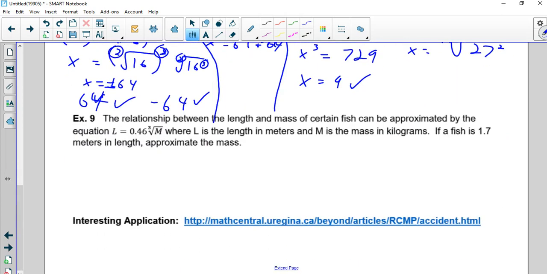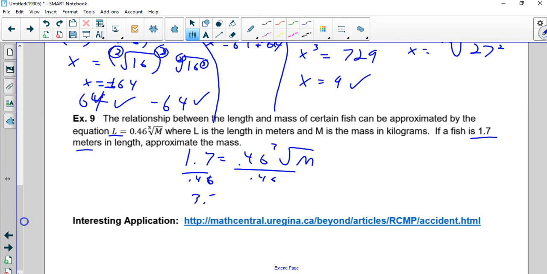And last but not least, we have this nice formula where L is our length, and we're given the length of 1.7 meters. So we do 1.7 equals 0.46 times the cube root of m, which we're trying to find the mass. We divide both sides by 0.46. We're going to get a decimal. It's approximately 3.7 rounded equals the cube root of m.